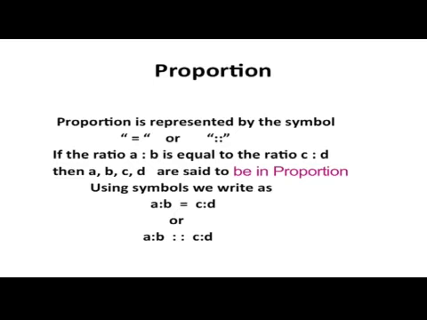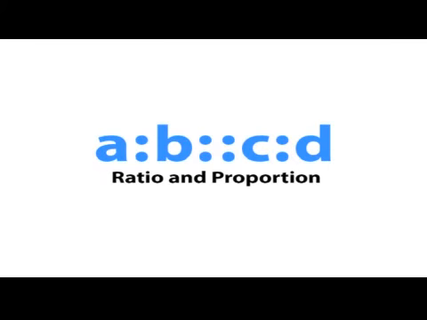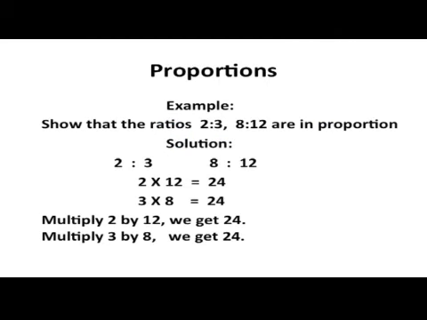Using symbols, we can write it as A is to B is equal to C is to D, or A is to B is proportion to C is to D. Now we shall show that 2 is to 3 and 8 is to 12 are in proportion. 2 is to 3 and 8 is to 12.